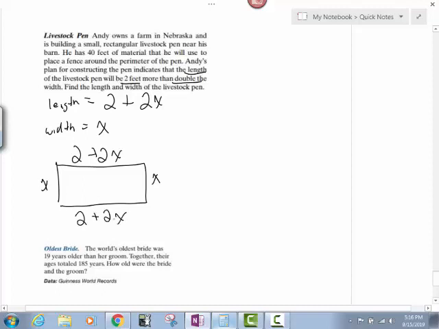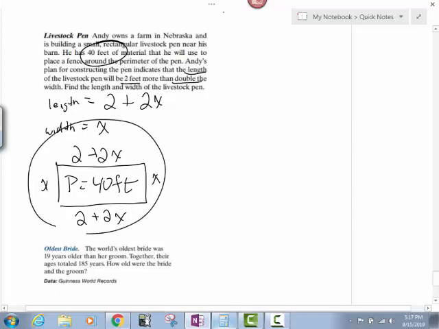2 plus 2x. And the perimeter, we only have 40 feet worth of material, so the whole thing can't be more than 40 feet. Okay? Just like we did before, we're going to add them all the way around. Okay? So let me start writing. 2 plus 2x plus another x plus 2 plus 2x plus one more x has to be equal to 40. Okay?